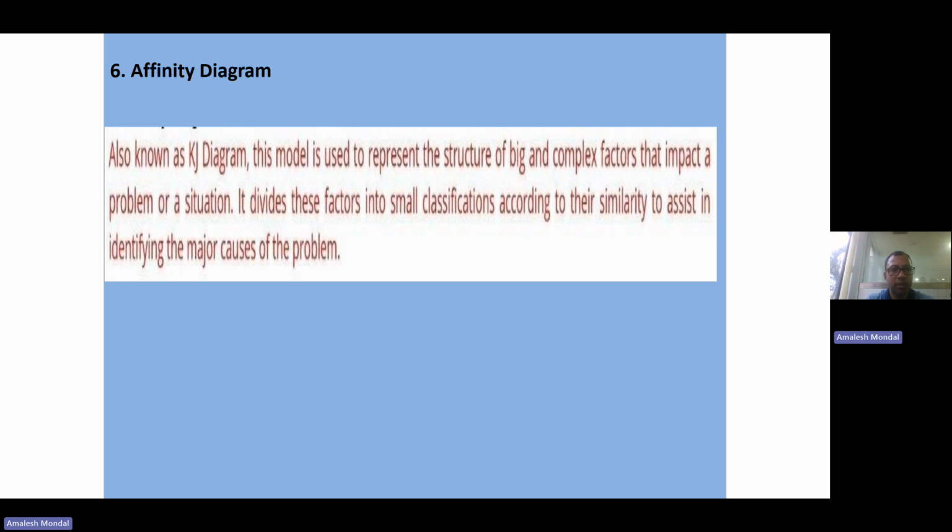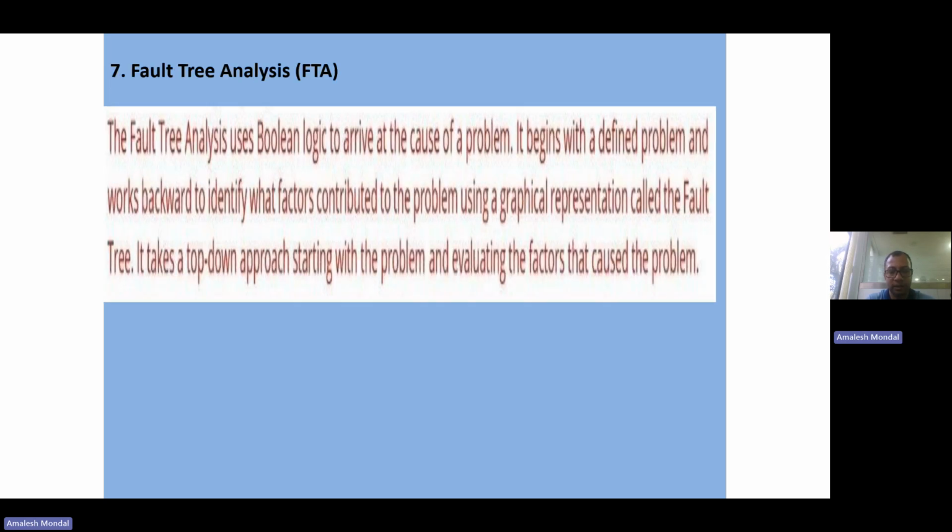Now, number 7 is the fault tree analysis, FTA. The fault tree analysis uses Boolean logic to arrive at the cause of a problem. It begins with a defined problem and works backward to identify what factors contributed to the problem using a graphical presentation called the fault tree. It takes a top-down approach, starting with the problem and evaluating the factors that cause the problem. So mostly 7 we have discussed.